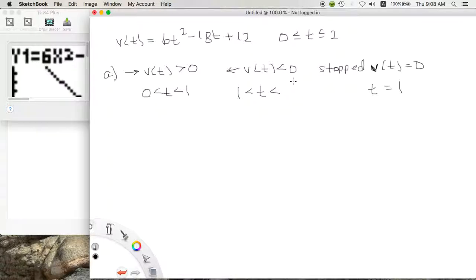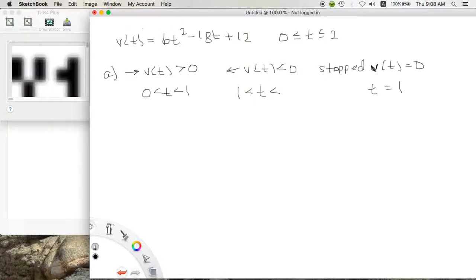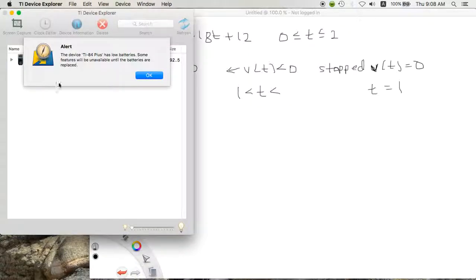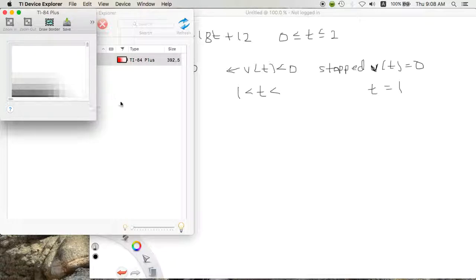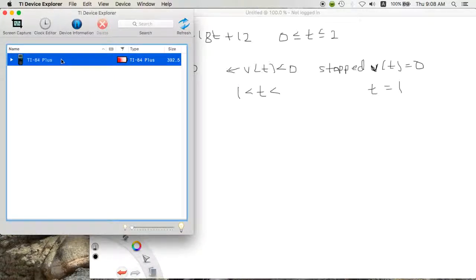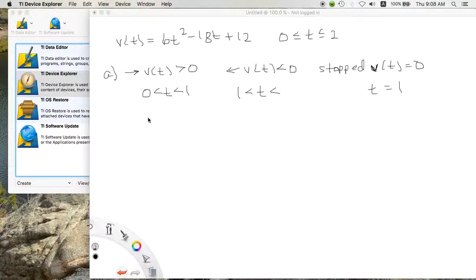Now, you could also, of course, find this using your factoring. If you factor it, you'll see that it factors out nicely. All right. So hopefully you can just get it to work on your calculator, and you won't have to worry about this.